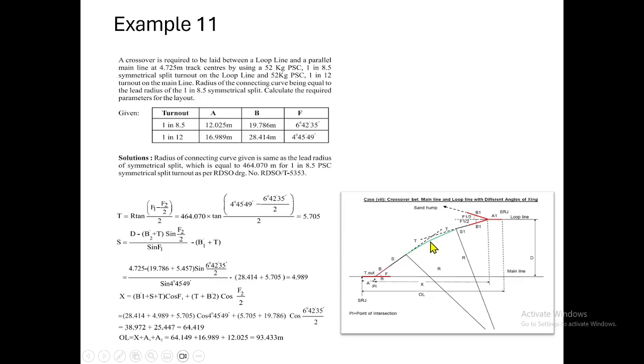In that case the tangent will be more, from here to here it will come. Here also it will come. Like that, it's just trigonometry. Applying trigonometry in mind, we'll be able to resolve it, make your formulae, and get the required parameters for x and overall length for the geometry on the field. Okay, this is something about the symmetrical split.